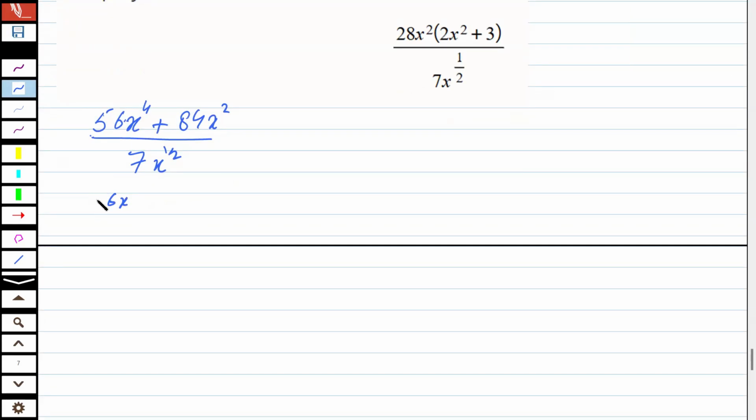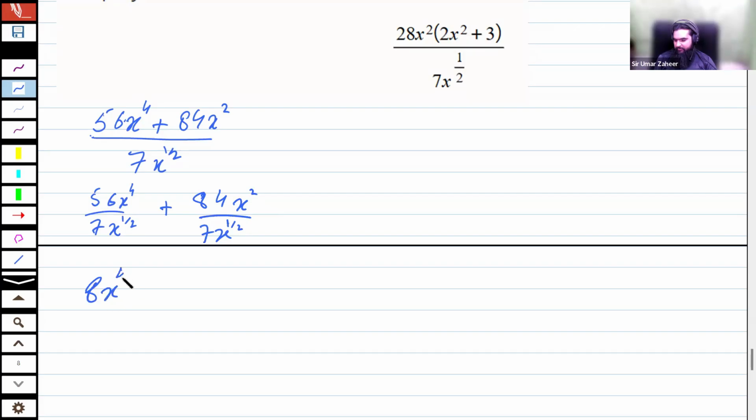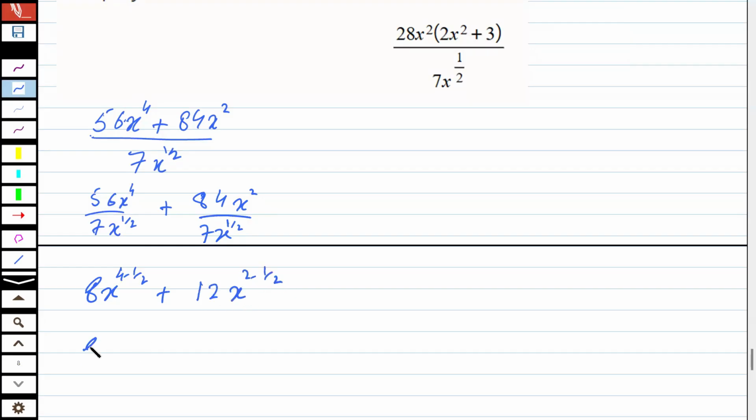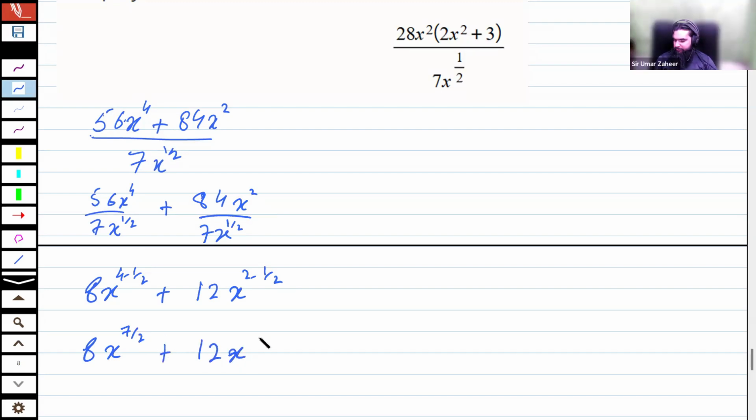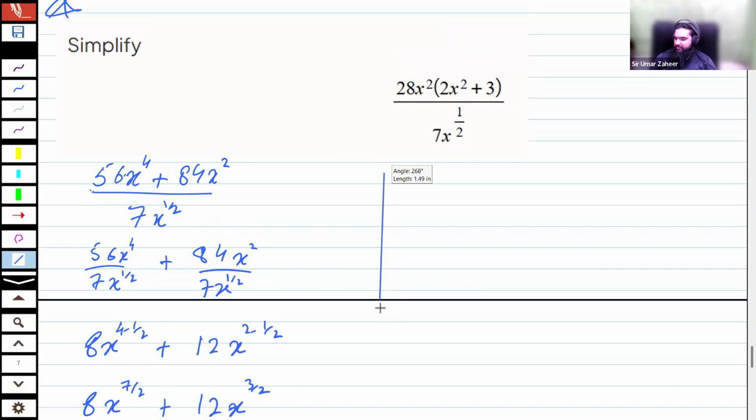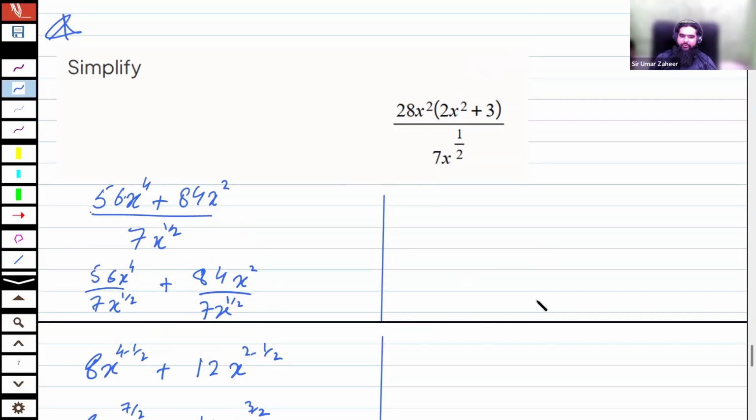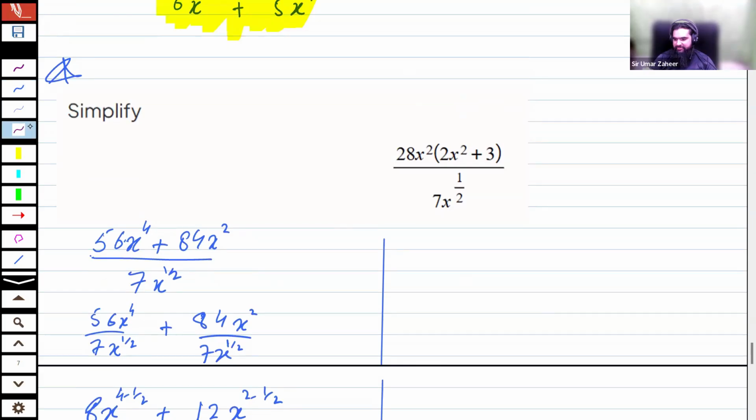We know that 56 divided by 7 is 8, so it will be 8x to the power 4 minus 1 by 2, plus 12x raised to power 2 minus 1 by 2. Yes, 4 minus 1 by 2 will be 7 by 2, and 2 minus 1 by 2 will be 3 by 2. This is the right one. If we are talking about a good approach, there is another approach as well. The approach is that you just have to cancel out 7 times 4, which is 28.